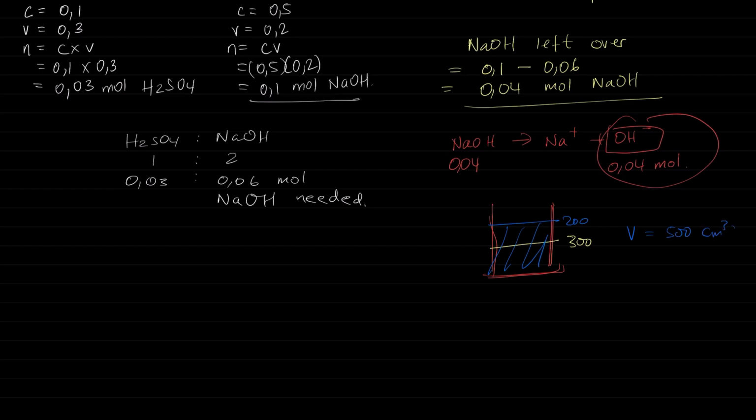And so we can work out the concentration of the OH-. So the concentration of this OH- is going to be the number of moles, which is 0.04, divided by the volume, which is 0.5, and that's equal to 0.08 moles per dm³ of my OH- ion.